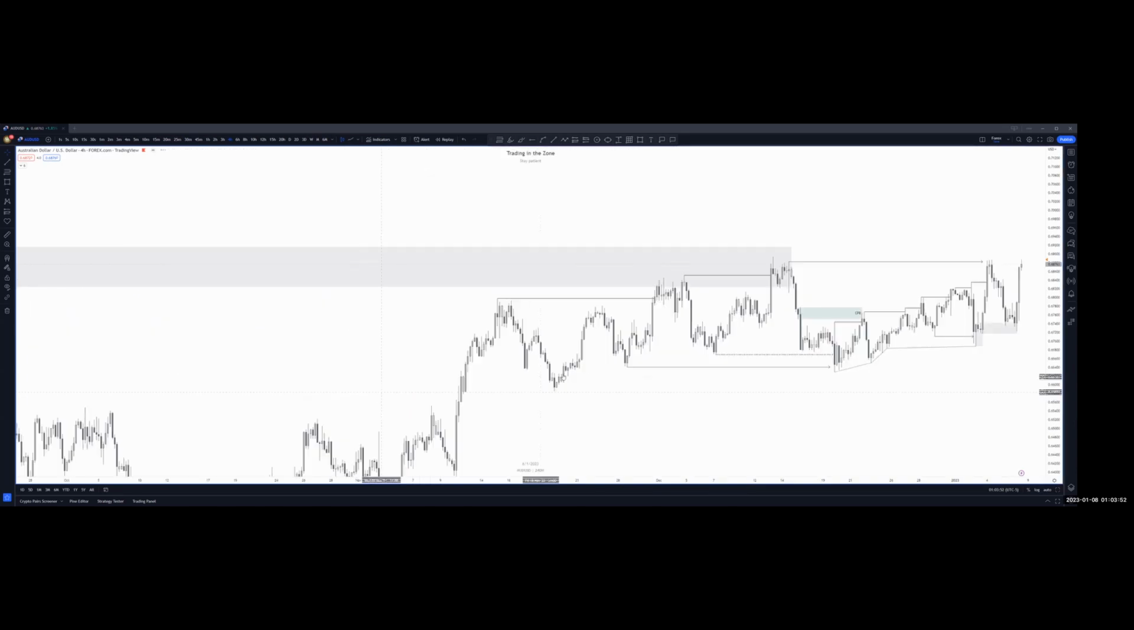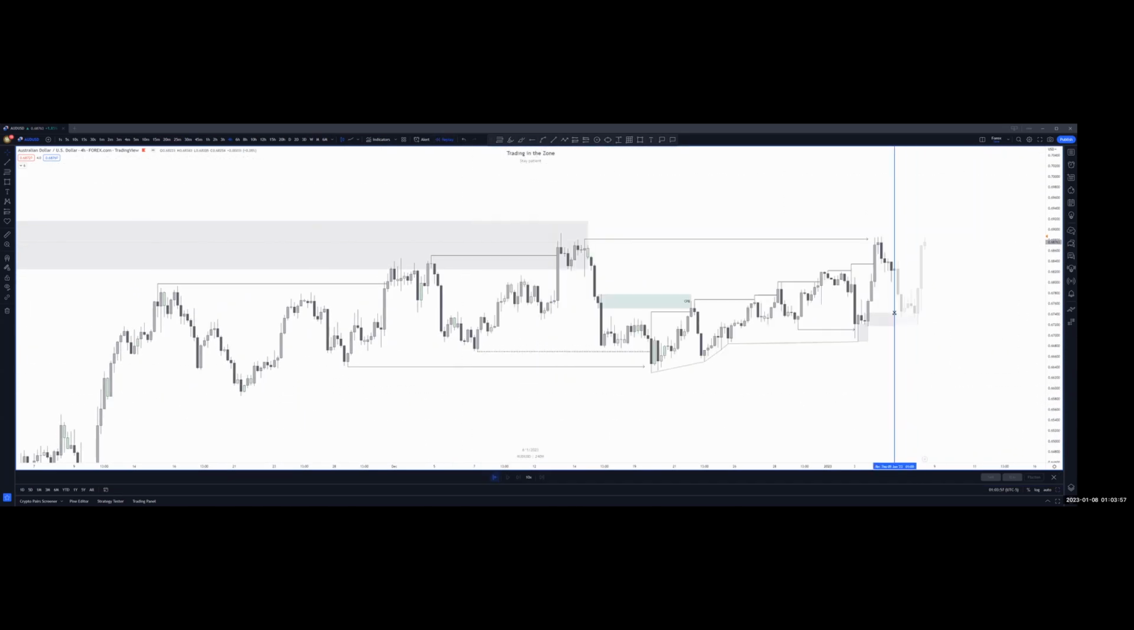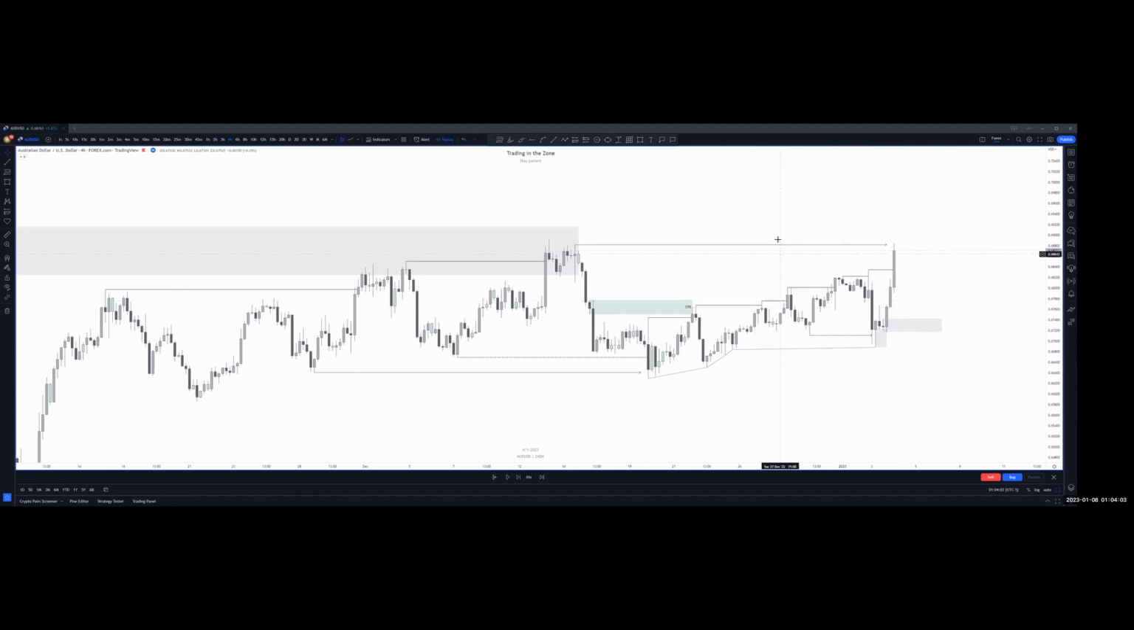Just real quick, what kind of set this in motion? Let me cut this back. If you notice this 4 hour here, basically we started taking these highs and having pullbacks after these highs. And so here we take this new wick high right here.